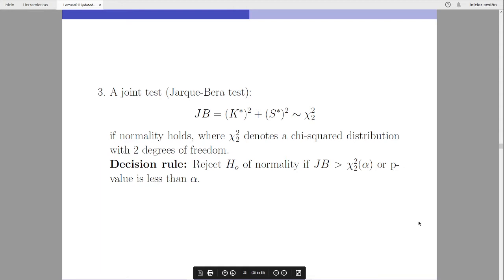Now, for the joint test, we have talked about normal distributions, but there is always a place of honor for the chi-square distribution. S star squared plus K star squared is equivalent to a chi-square distribution with 2 degrees of freedom. This comes from a more general statement in which a chi-square can be built from two normal curves. So, normality in the distribution, we can assume it as our null hypothesis and reject it if the value of the distribution is bigger than the corresponding value of the chi-squared curve for our significance level alpha, or if our p-value is less than the significance level.